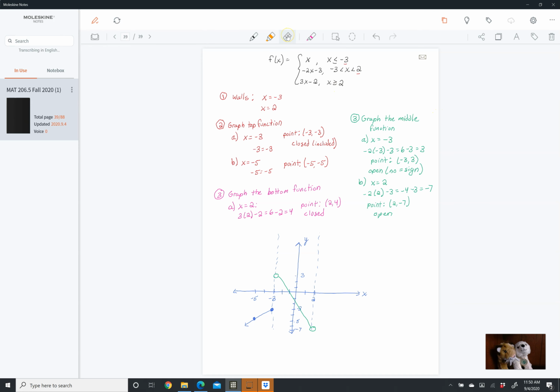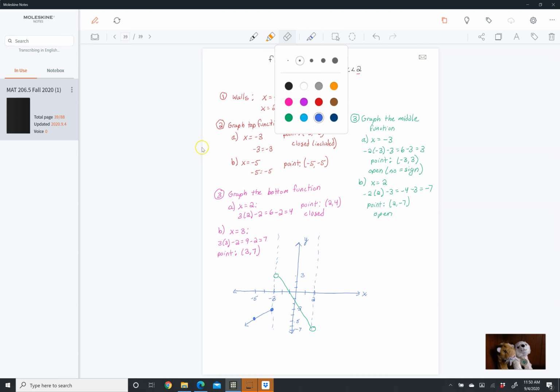Okay, and we just choose another point. It has to be greater than or equal to 2. Let's choose 3 just because we don't have a lot of space on our graph. 3 times 3 minus 2 gives us 9 minus 2, which is 7. So our point is 3, 7. And remember, if it's not a wall, then there's no question. It's always closed.